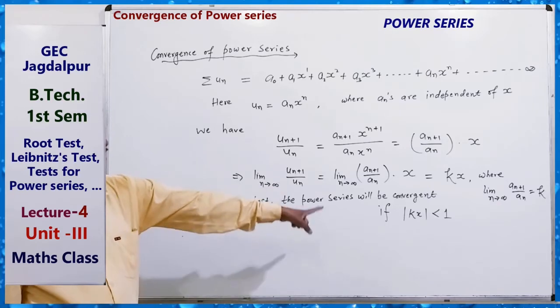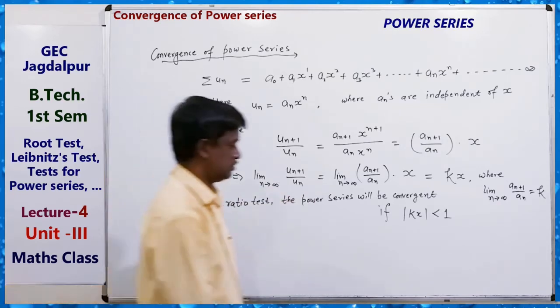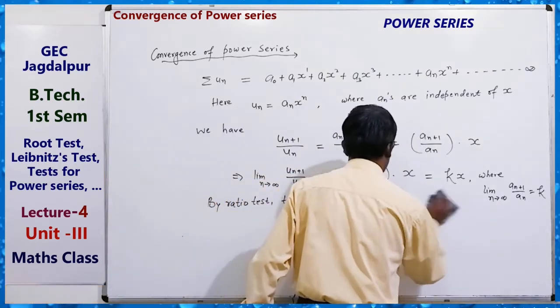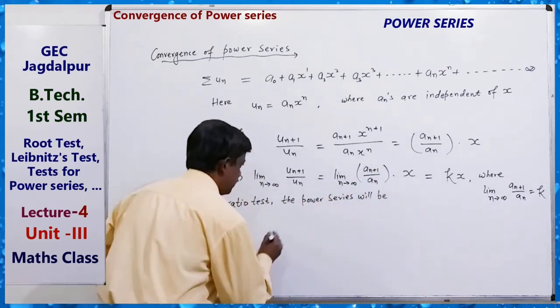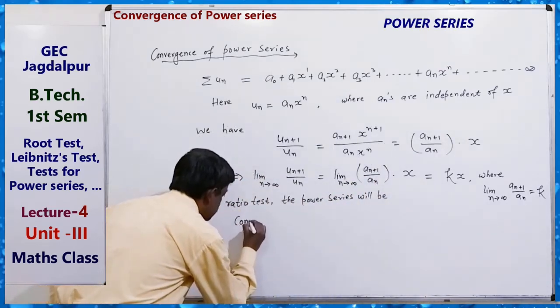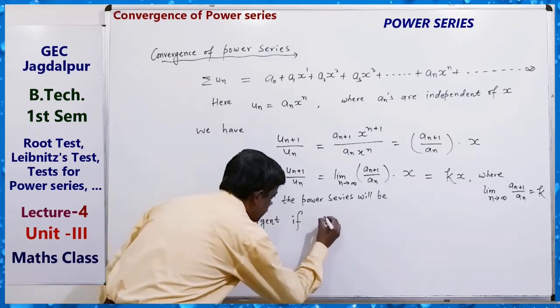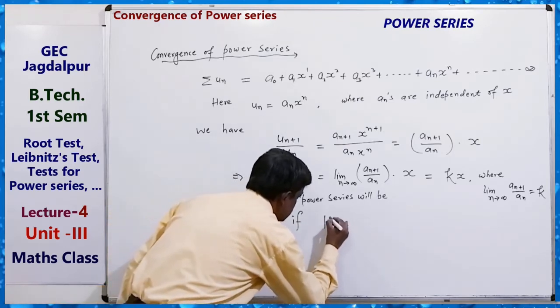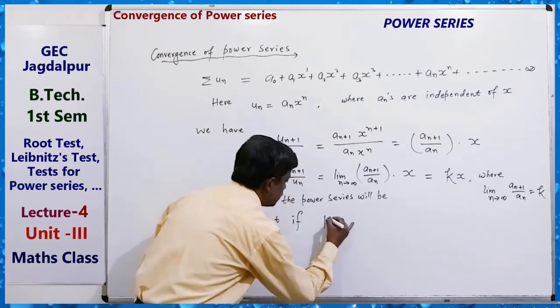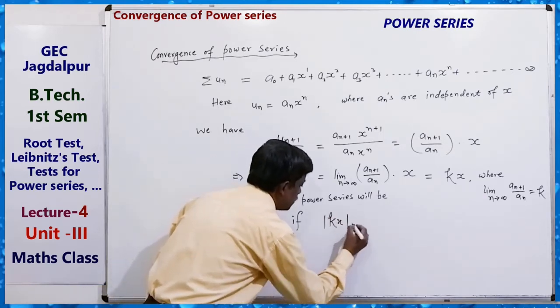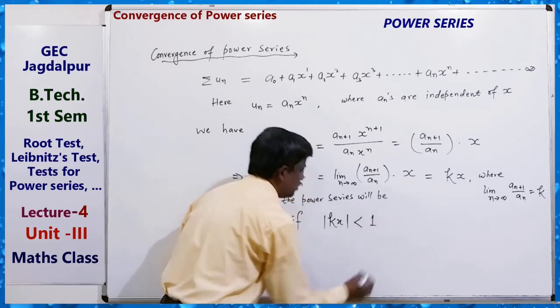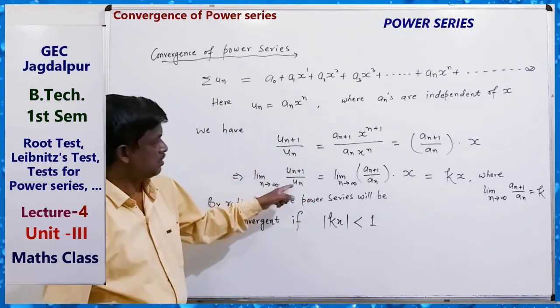The power series will be convergent if modulus of kx is less than 1 by the ratio test, because its limit is this.